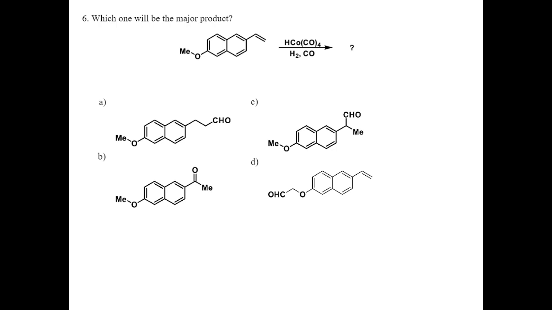A. No, A is not the answer. The answer is actually C. So only for this type of aryl system, you will get the branched product instead of the linear product. So let me draw the mechanism also.